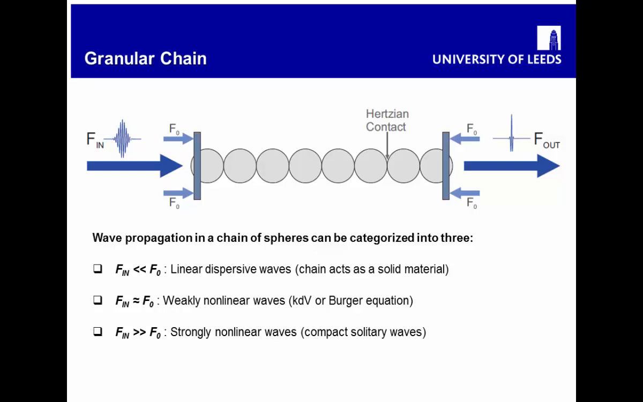In this chain, there are usually three different types of waves observed. For the first case, if you compress the chain too hard, if F0 is much higher than Fin, then you will observe a linear dispersive wave, which means this chain is going to act as a solid material. For the second case, if you increase the input force, then you will start to observe nonlinear effects. This is due to the Hertzian contact. The spheres are going to lose contact, and that introduces nonlinearities.